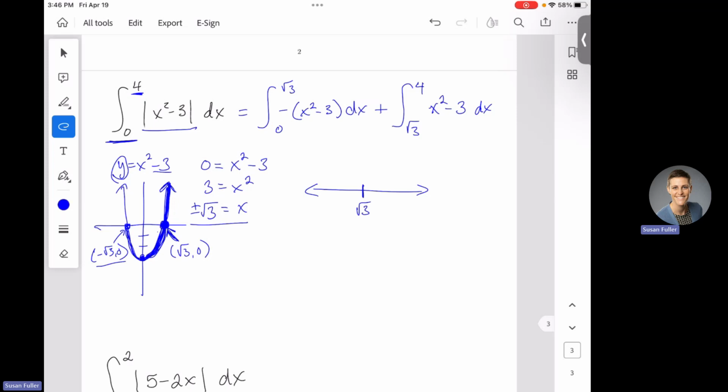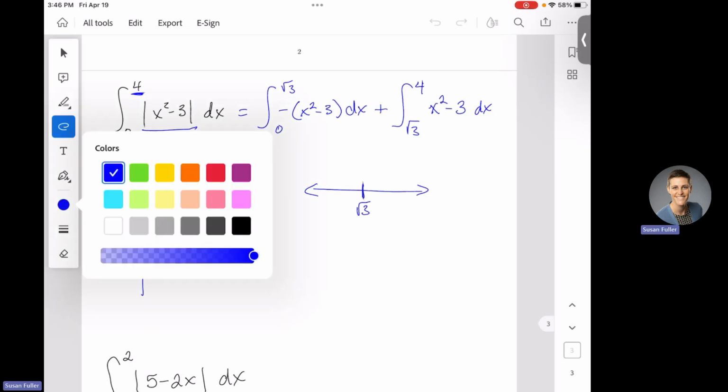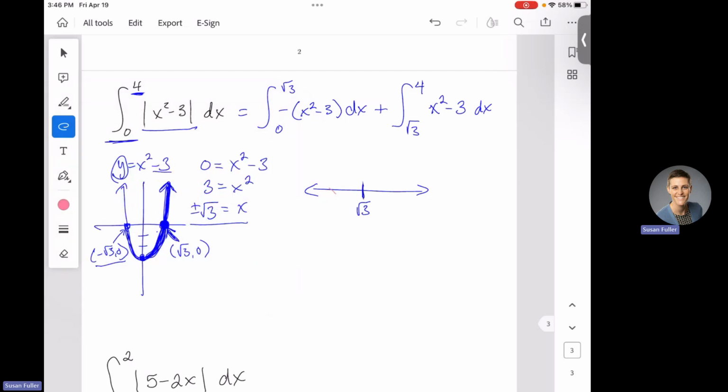The square root of 3 is where we're going to split my function. And then from here, we can test values on either side to figure out whether or not our y's are positive or negative. So I'm going to pick something less than the square root of 3. How about 1? 1 squared is 1, so that's smaller. And then I'm going to pick something bigger than the square root of 3, which is 2, right? 2 squared is 4, so this is the square root of 4, which is definitely bigger than the square root of 3.